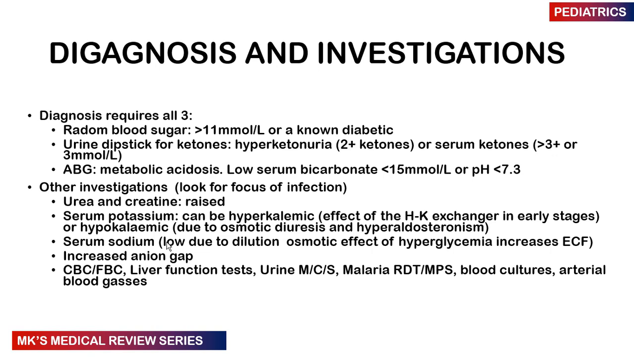Now, how do we make a diagnosis? We require all three of them. If the person comes in, they are either a known diabetic patient or they have a blood glucose that's greater than 11. The urine dipstick, their ketones in their urine must be greater than 2 plus. The serum ketones must be greater than 3 millimoles. Then, of course, your arterial blood gases will show a metabolic acidosis, a low bicarbonate concentration that's less than 15 millimoles, and a pH that's less than 7.3. Then other investigations that you may do, like urea and creatinine, may be raised. Serum potassium, of course, may be hypokalemic or hyperkalemic.